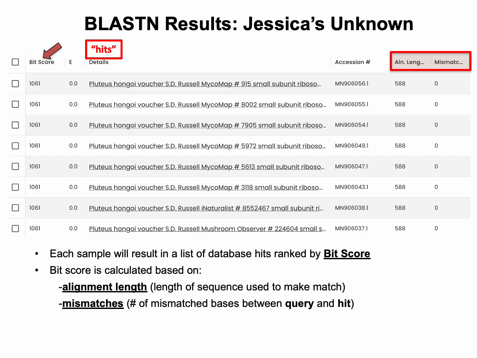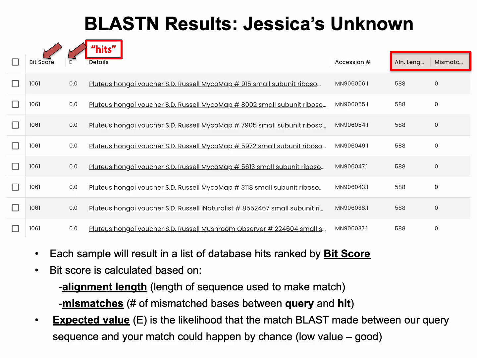So for example, that first hit, Pluteus ongoi, with a bit score of 1061, had 588 base pairs in its alignment, so 588 base pairs matched between that hit and Jessica's consensus sequence, and there were 0 mismatches. You can also see this E value, or expected value. This is the likelihood that the match or the hit that BLAST made between our query and that sequence happened by chance. So the lower this value is, the better it is. And typically these values are way, way, way below 0, which means it's not by chance that the hit matched your consensus sequence.